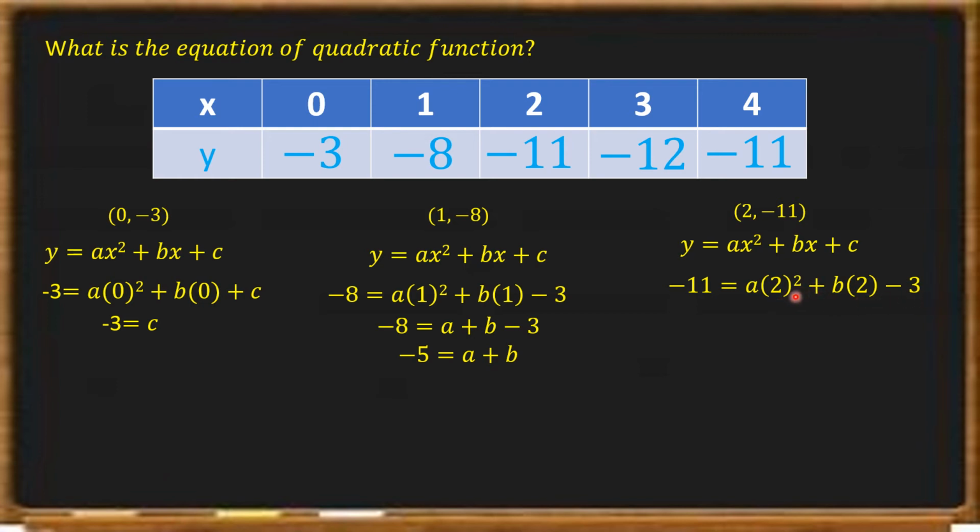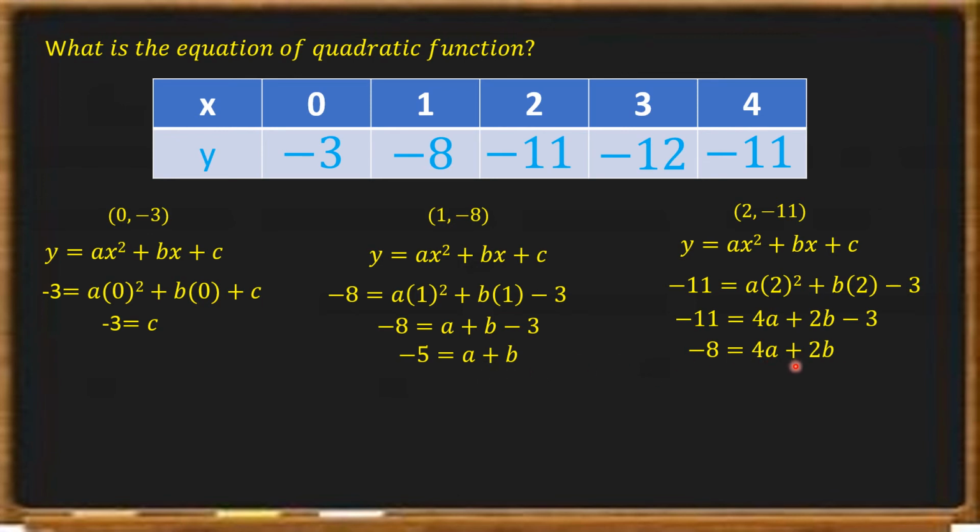So what is 2 squared? It's 4 times a. So this is 4a plus this is 2b. So it becomes -11 equals 4a plus 2b minus 3. So we need to add 3 to both sides, to eliminate this -3. So it becomes -8 is equal to 4a plus 2b. So plus 3 here and plus 3 here. Negative 11 plus 3 is negative 8.